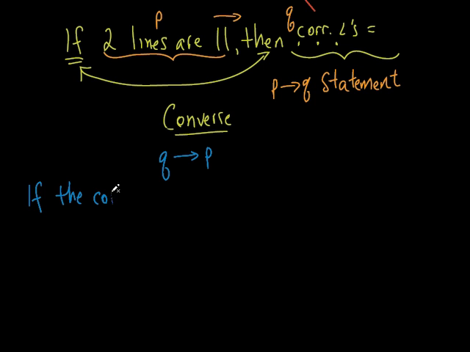If the corresponding angles are equal, then, see what I just did? I did the if. If the corresponding angles are equal, then what? Then this thing right here. See, that's the P, that's the Q. I started off, I switched them around. Switched the P and Q around. So if the corresponding angles are equal, then what? Then the two lines are parallel.